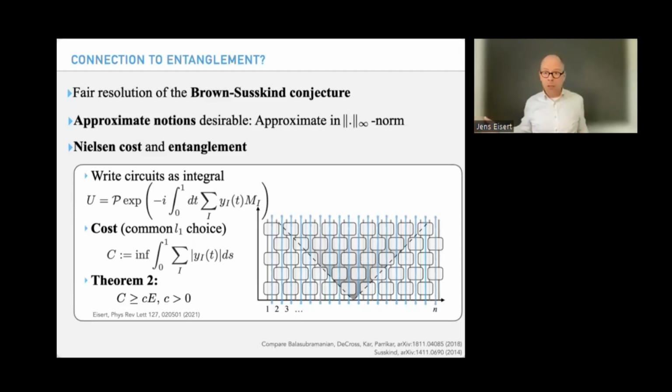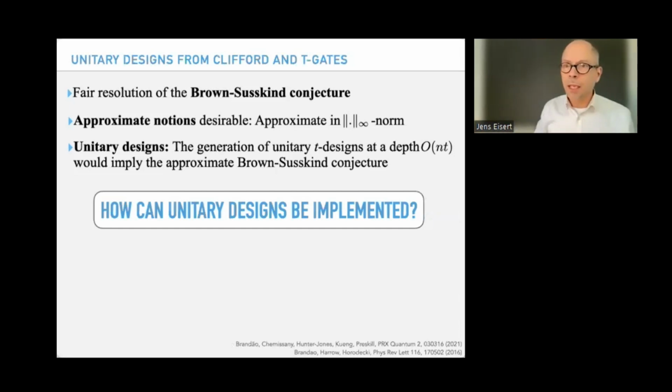I don't know what to do with it, but in a way, it's still interesting. But this will not work for very deep circuits in very long times. Anyway, there's a bit of connection between Nielsen cost and entanglement. I'm happy to say more about this, but this will not settle the question of approximate notions of complexity, in the approximate reading of the Brown-Susskind conjecture, for very deep circuits and long times.